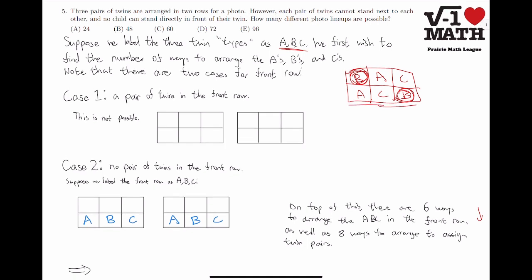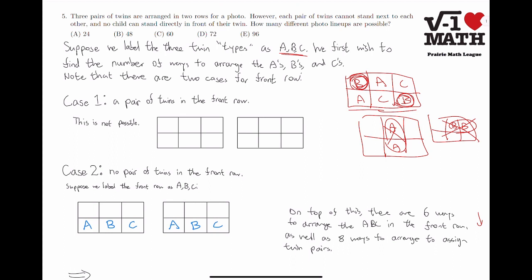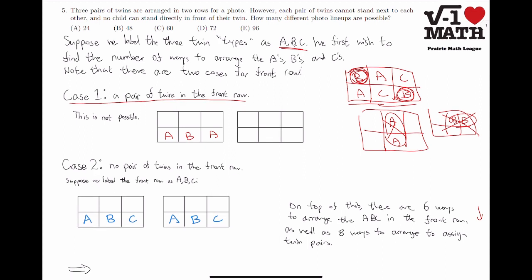So first we wish to find the number of ways to arrange the A's, B's, and C's such that we actually get a configuration that works. So for instance, something like AA would not work. Something like BB would also not work if they're sideways or in front of each other. Now there are 2 cases for the front row. Case 1, we have a pair of twins in the front row. In other words, something like A, B, A in the first row. In other words, there are 2 twins that are together in the first row.